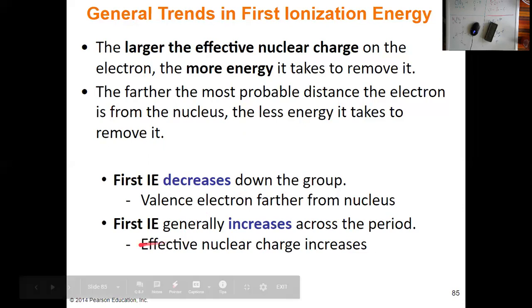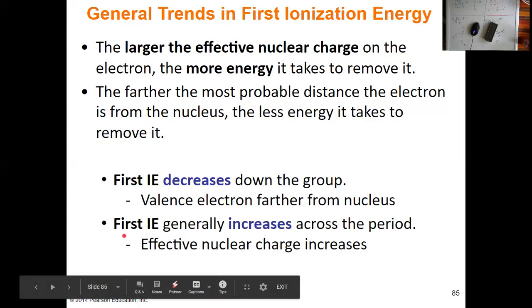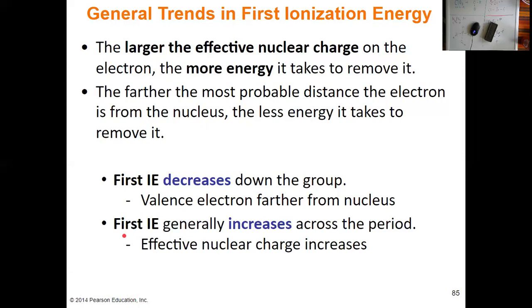Our second statement explains this trend, that first ionization energy generally increases across the period because our effective nuclear charge increases across the period as well. And if we ever forget whether our effective nuclear charge is increasing or decreasing across the period, go back and solve for it. Pick one of your rows on the periodic table and calculate the effective nuclear charge of something in group 2 versus something in group 7 and compare them. And then you'll be able to remember the direction of the increase of the effective nuclear charge.